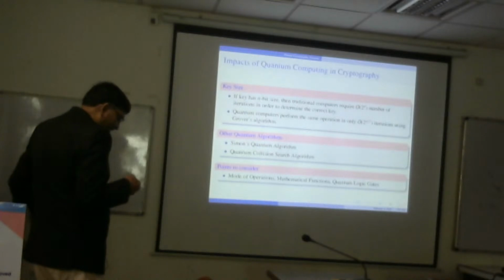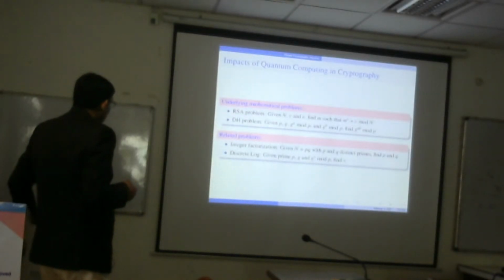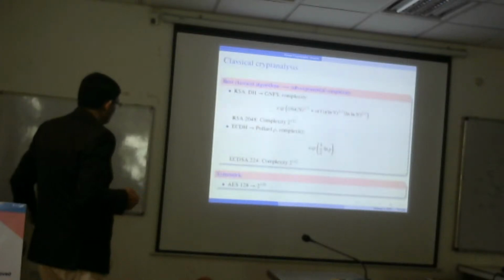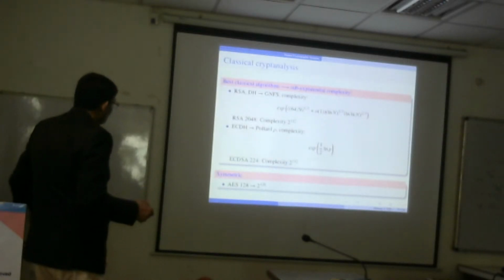Okay, so next, currently what we are using is the RSA problem and the Diffie-Hellman problem. For all these RSA and Diffie-Hellman problems, if you use the natural group, then it is sub-exponential, and if you use the elliptic curve group, then it is an exponential problem. So this is an example here.